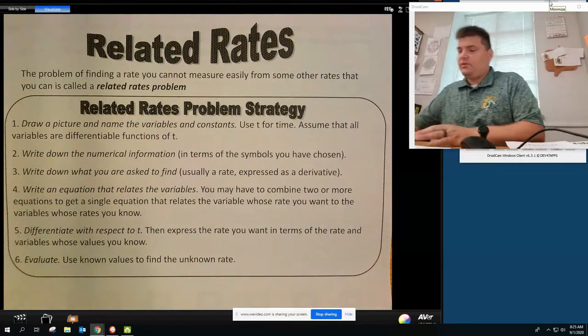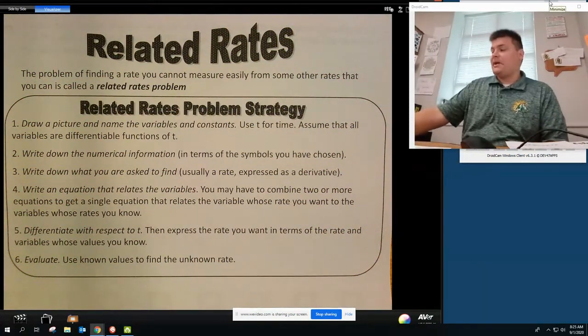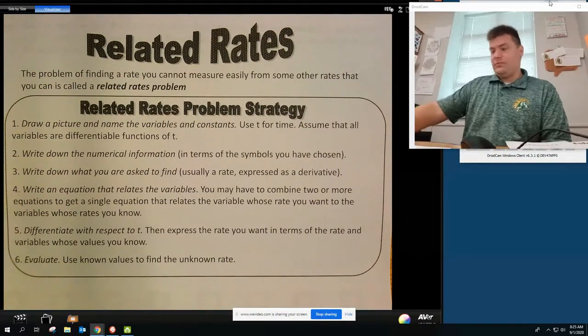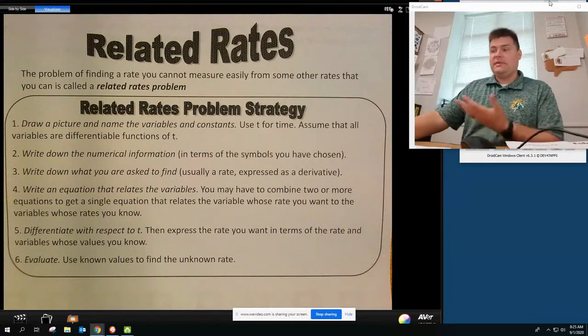Okay, in this video, we're going to start working on related rates. I'm going to have quite a few videos on related rates. So they're going to be as long, but there'll be plenty of them for the different strategies for related rates and the different types of problems.